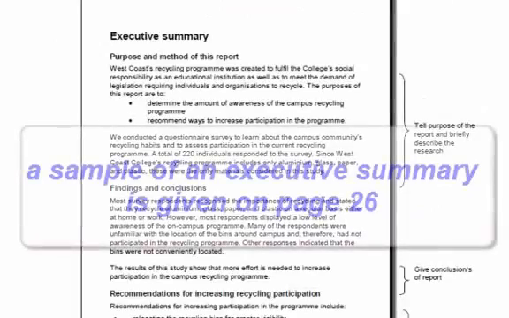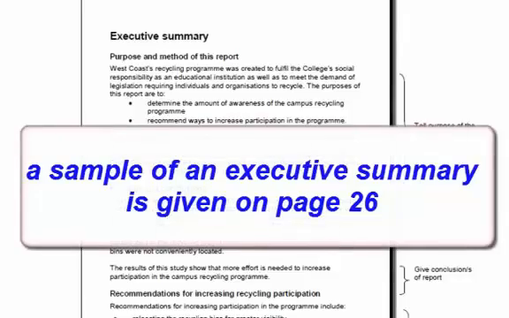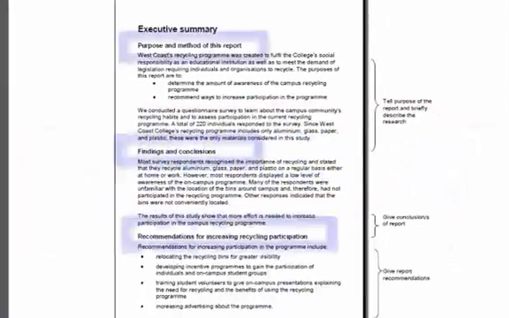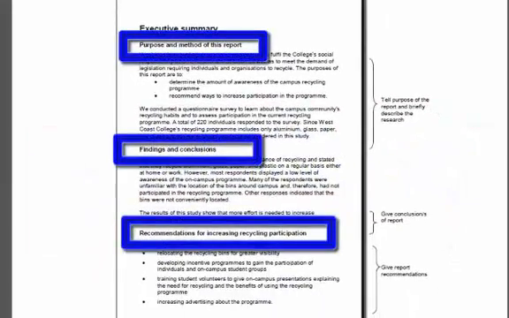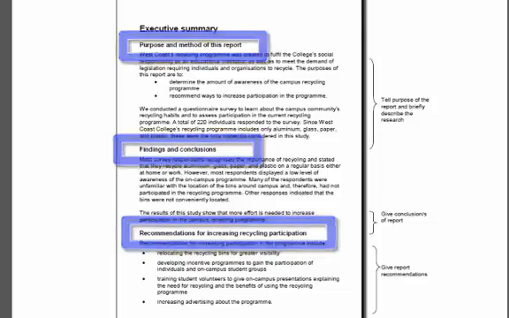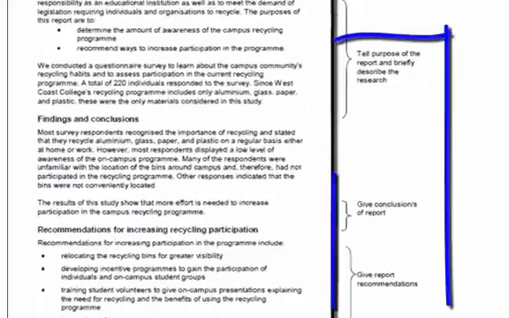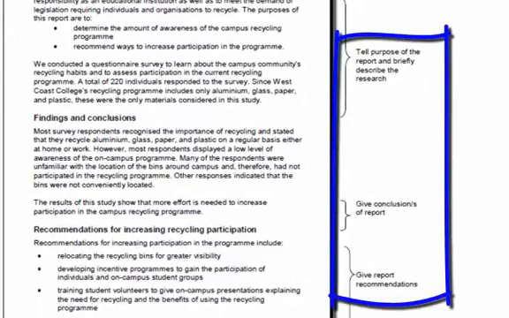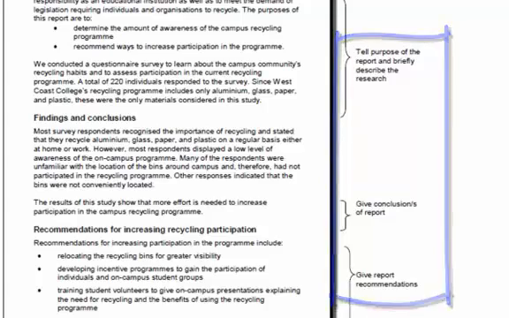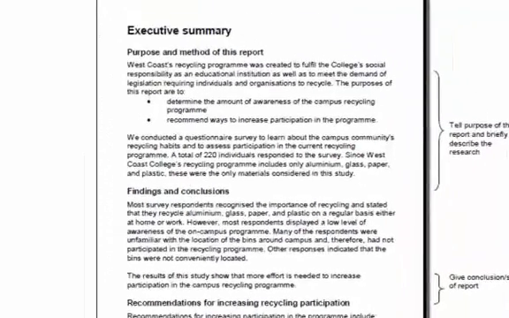On page 26 of the document, you have a sample executive summary, and you can see the headings: purpose and method of this report, findings and conclusions, recommendations for increasing recycling participation. You can see the notes at the margin. Tell the purpose of the report and briefly describe the research, give the conclusions, and give the recommendations. A busy executive should be able to read this 1 page and understand the gist of your report.